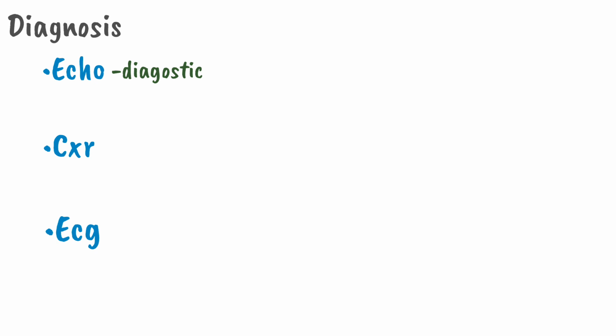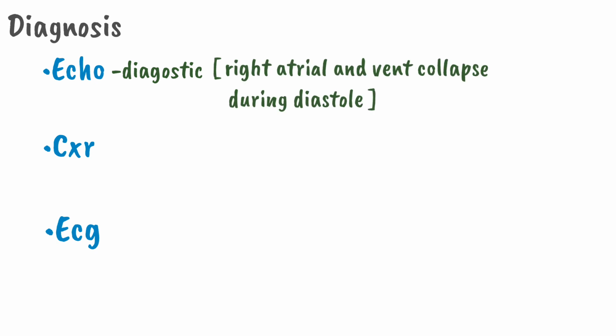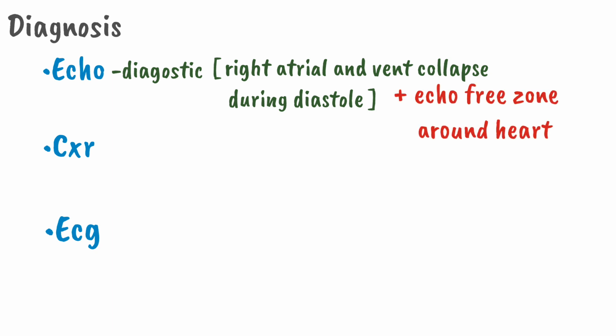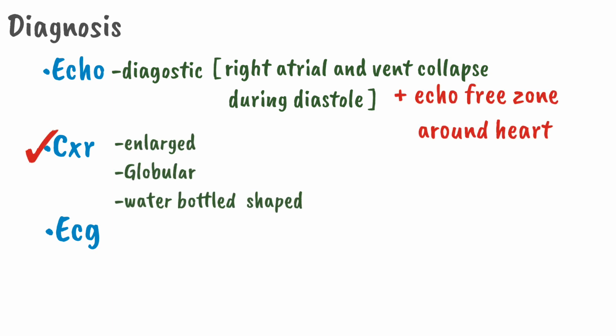Now come toward the diagnosis, how we will diagnose a case of cardiac tamponade. For diagnosis we use three tests: echo, X-ray and ECG. The echo is diagnostic in cardiac tamponade. It shows the right atrial and right ventricular diastolic collapse and an echo-free zone around the heart. On chest X-ray, you will see an enlarged globular water bottle shaped heart with large effusion.